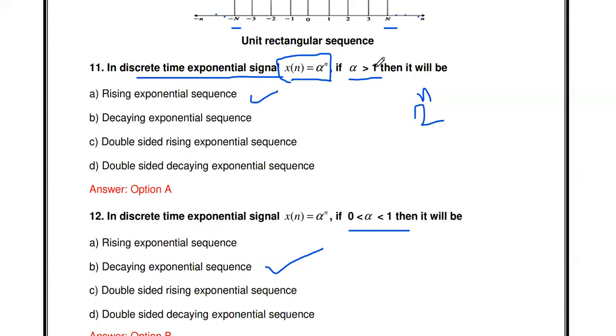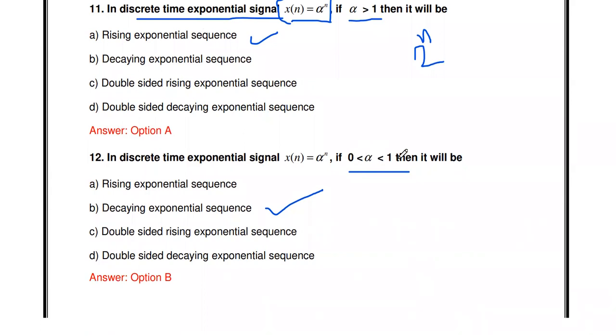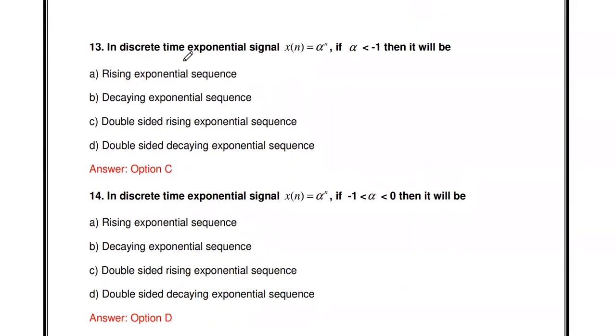Okay, alpha greater than 1 means rising exponential. If alpha is between 0 and 1, it's a decaying exponential. For example, x of n equal to 0.2 to the power n or 0.5 to the power n, that signal is of which type? Decaying exponential signal.